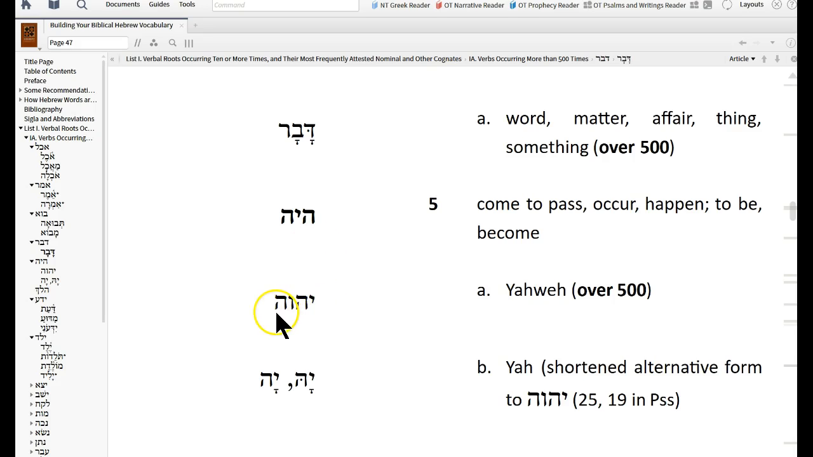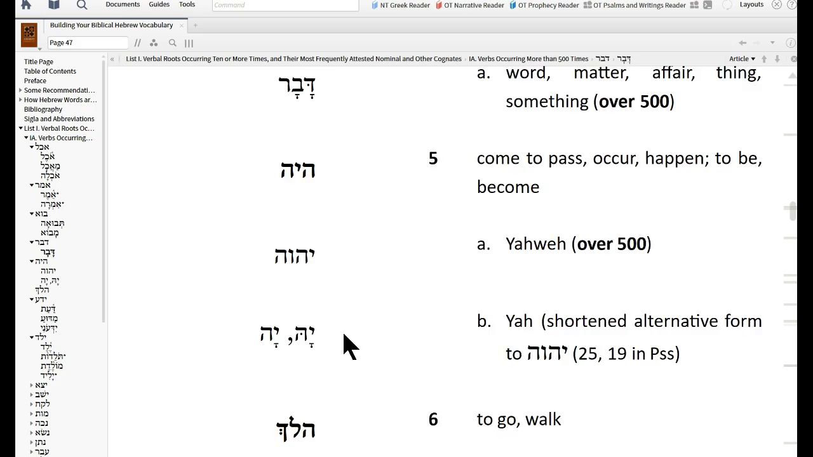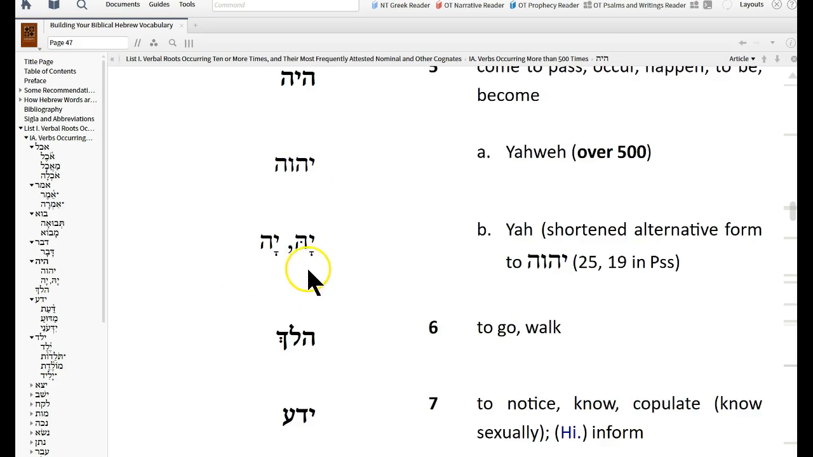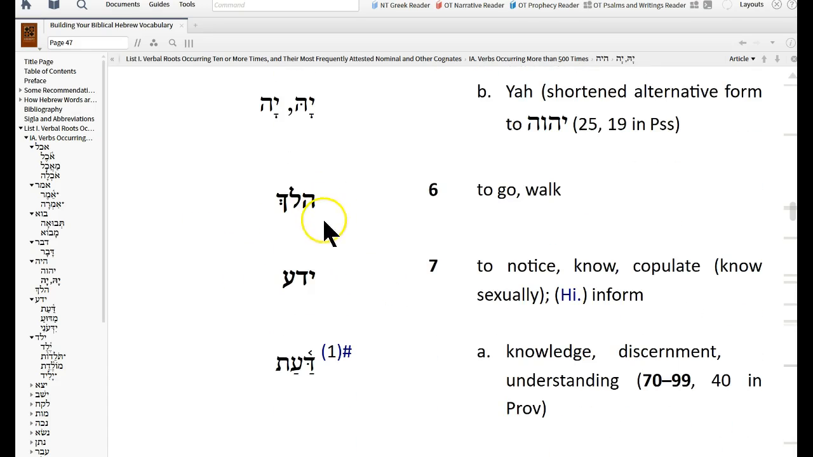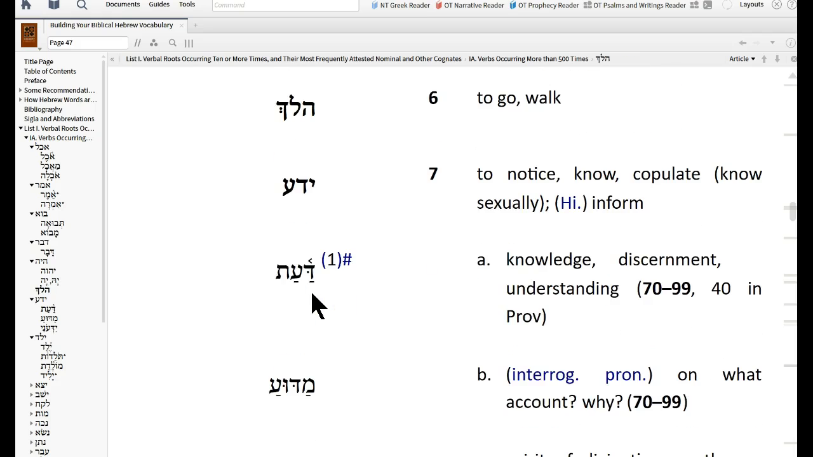So if you were tempted to read this as a verb, it would be something like he is who he is, he was who he was, he will be who he will be. You would be reading it as an imperfect of constant existence from this word. The tetragrammaton is abbreviated sometimes with the word Yah. Of course, we're familiar with that on the end of words. Halak is go, Yada is know.